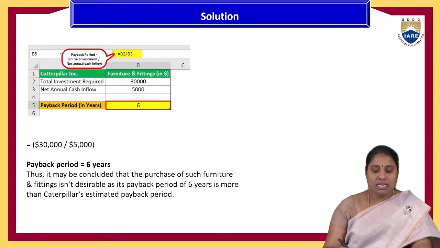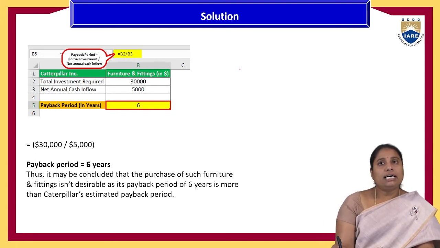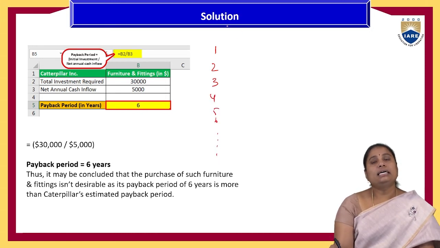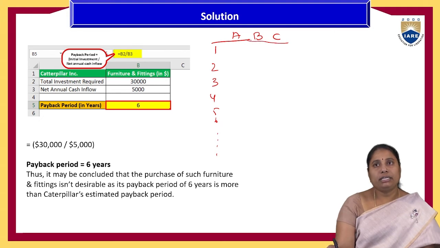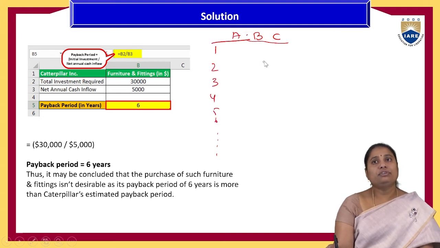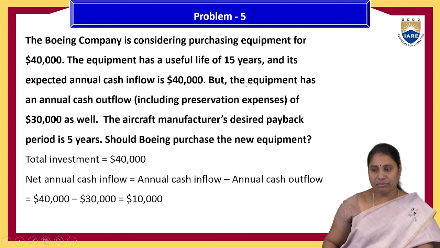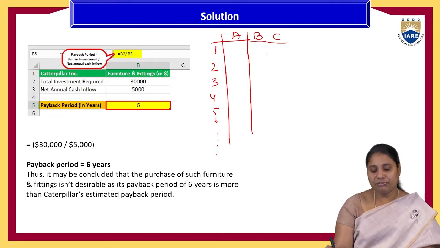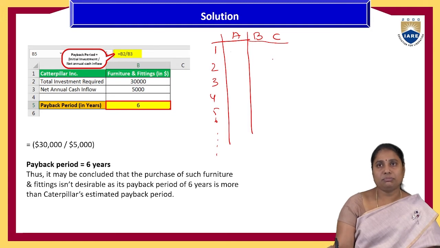I hope all of you know these Excel sheets. Rows are denoted with the numbers 1, 2, 3, 4, 5, 6, etc., unlimited. And the columns are indicated with A, B, C, D, like this. So now, it is the same information, but we are taking in the first column the Caterpillar Incorporation's furniture and fittings amount, in separate columns.